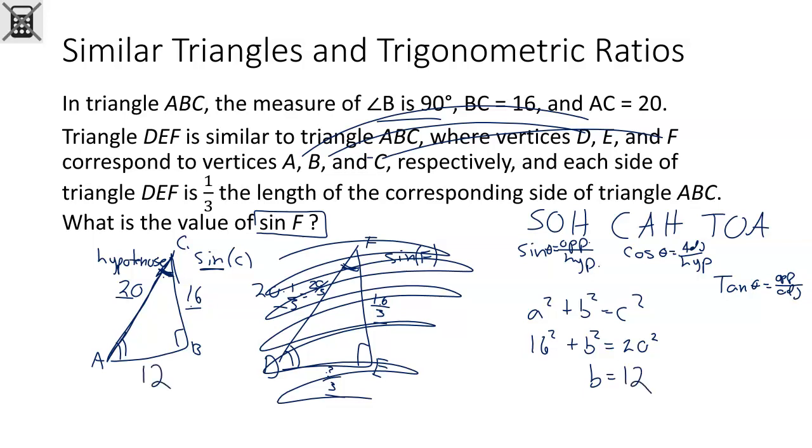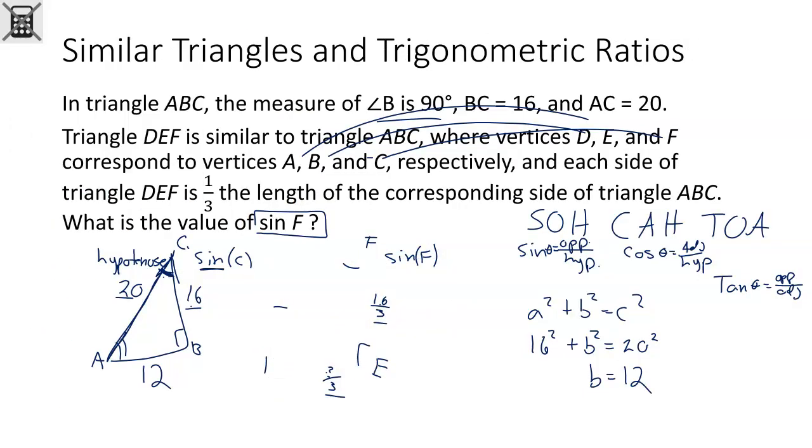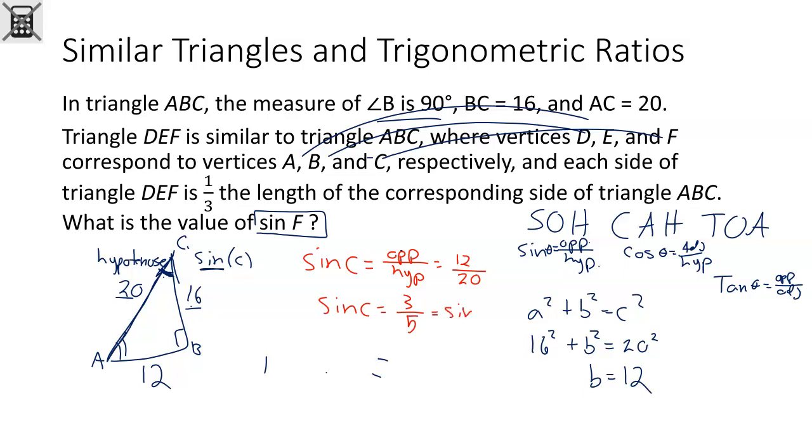Okay, so I know my opposite side. I'm going to erase this. I'm running out of room. So the sine of C, which is the opposite over the hypotenuse. My opposite side is 12. What's the measure of the hypotenuse? 20. Simplify that fraction. And since sine of C is equivalent to sine of F, we're done.